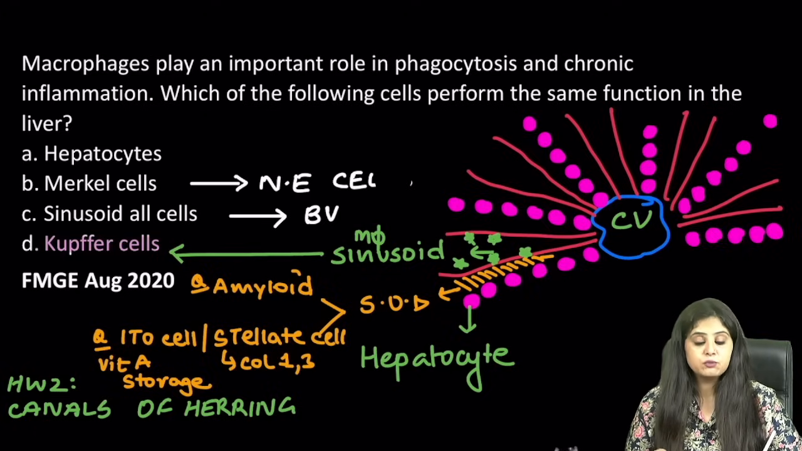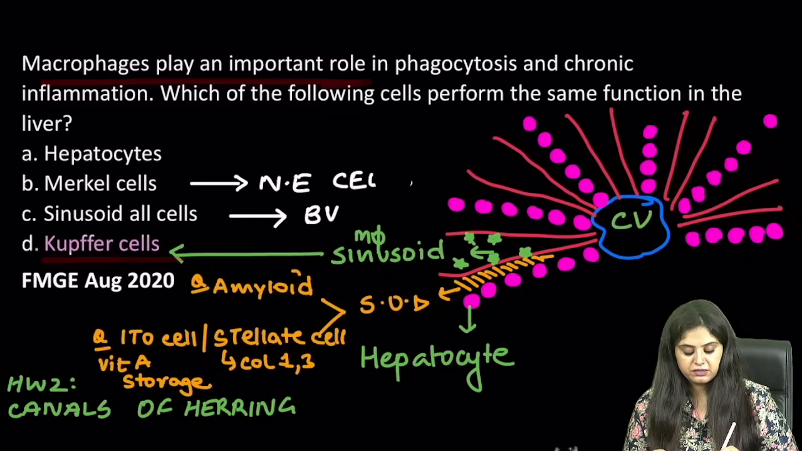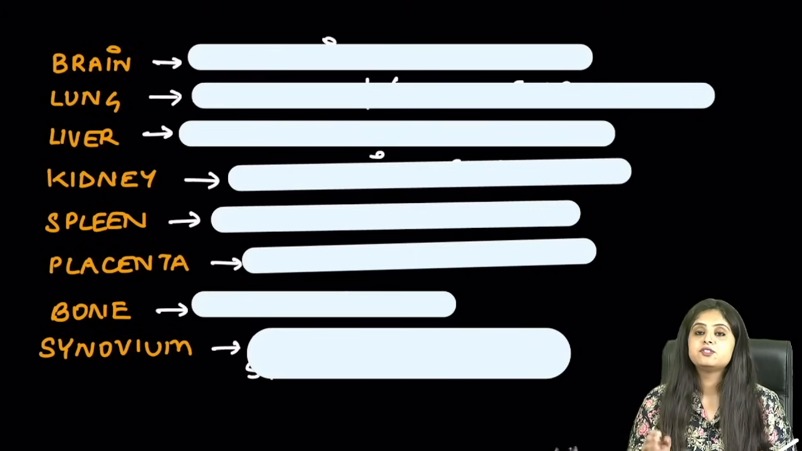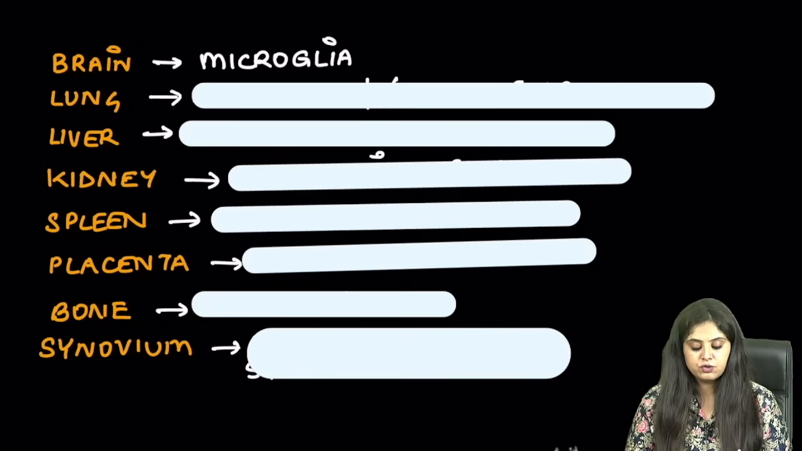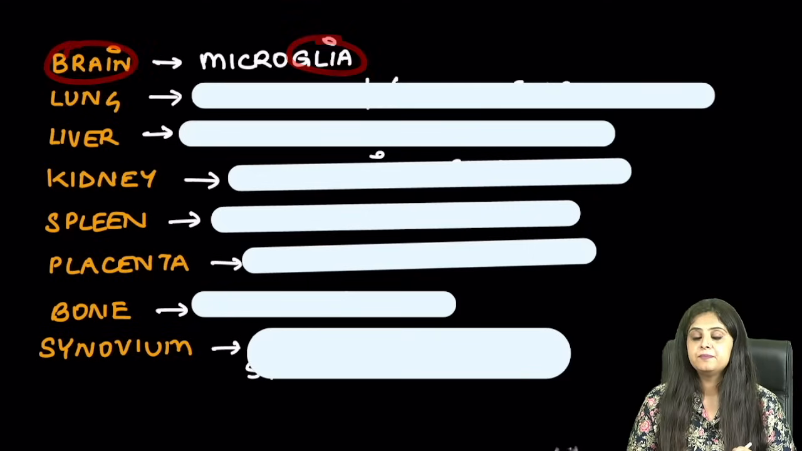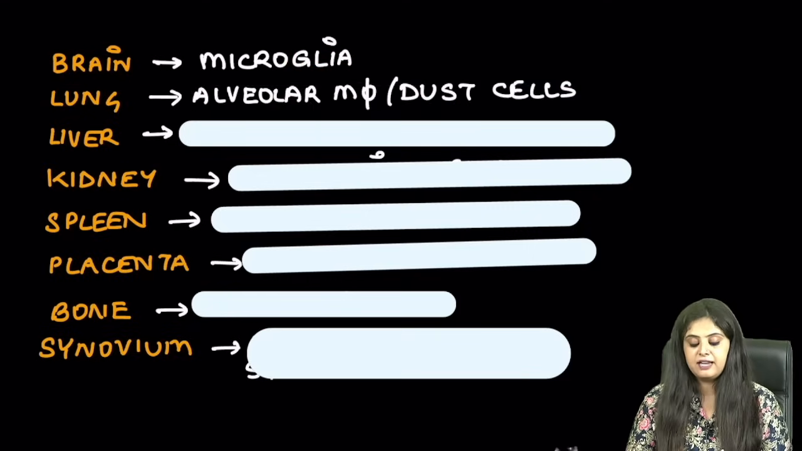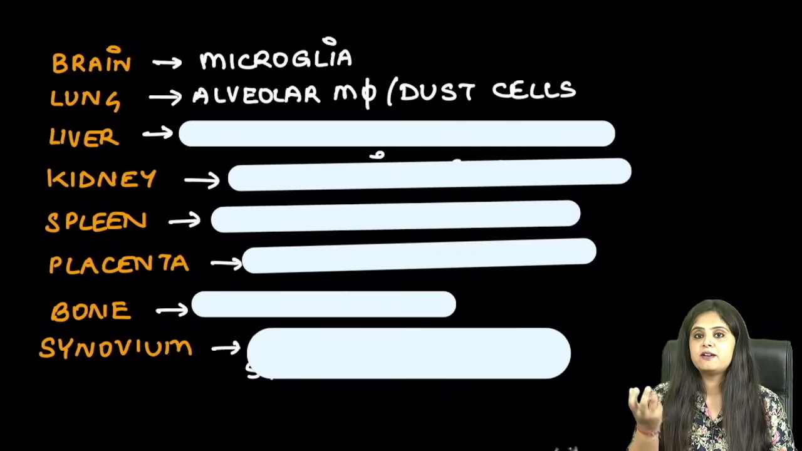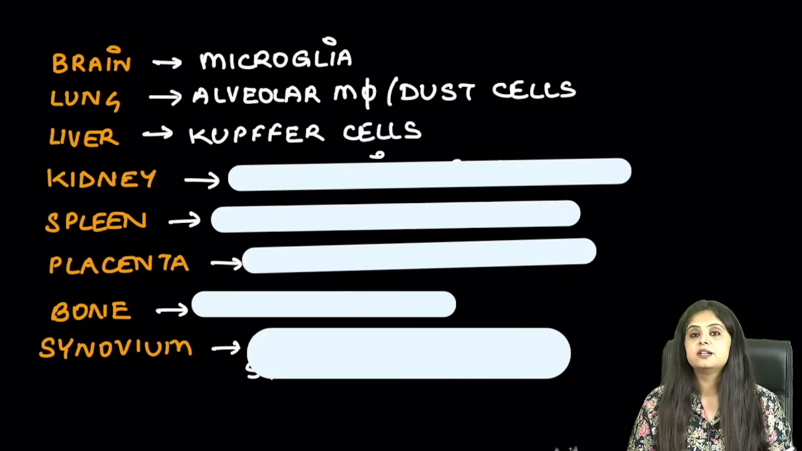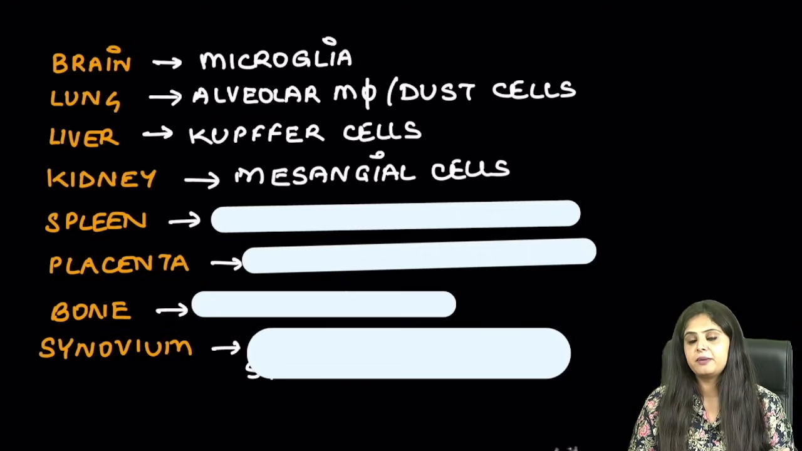But before that, and moving on to the next question, Kupffer cells are the macrophages in the liver, which makes us go to the next match the following, which every macrophage of every organ needs to be revised. So in the brain, it is going to be the microglia, because glial tissue will always be reminding me of the brain. Then for lungs, it is going to be the alveolar macrophages, which have all the dust and carbon in them, so dust cells. Liver, I just now told you, are the Kupffer cells. Talking about kidney, kidney has mesangium, so mesangial cells are macrophages.